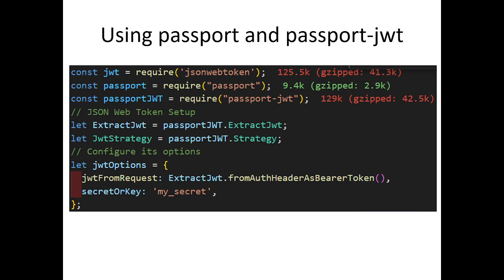Here is what we are thinking. Passport and Passport JWT need to be loaded at the beginning, and then we need to set them up, with the fact that it's a JWT from the request, and here is the secret. And we are using it from the auth header as a bearer token. Good enough.